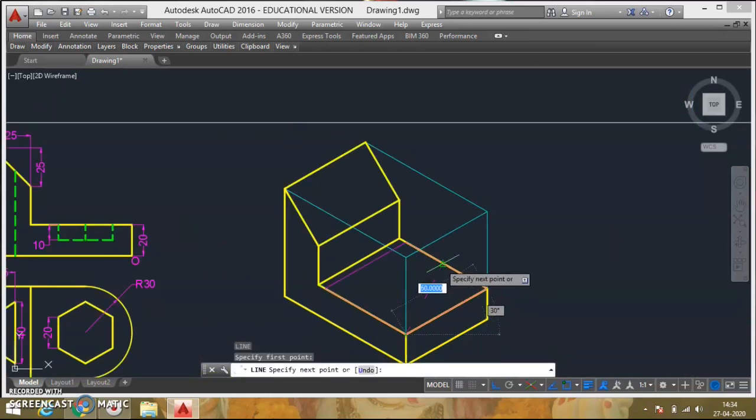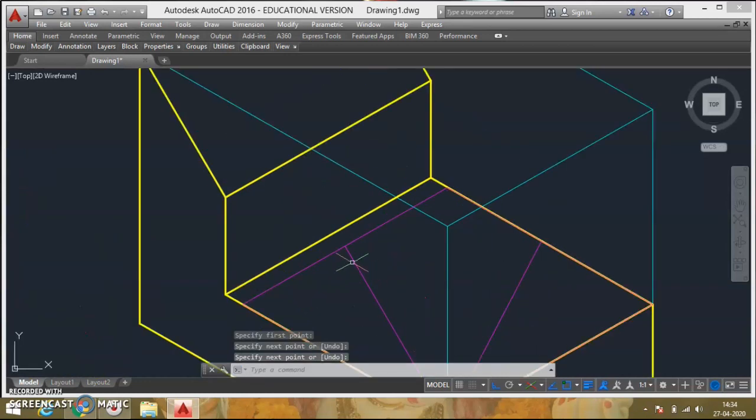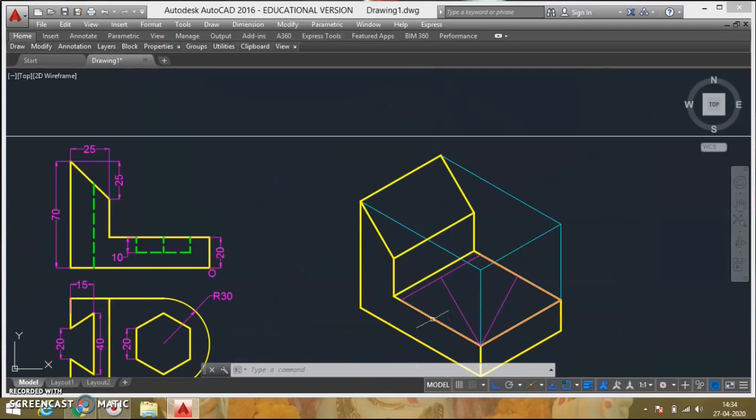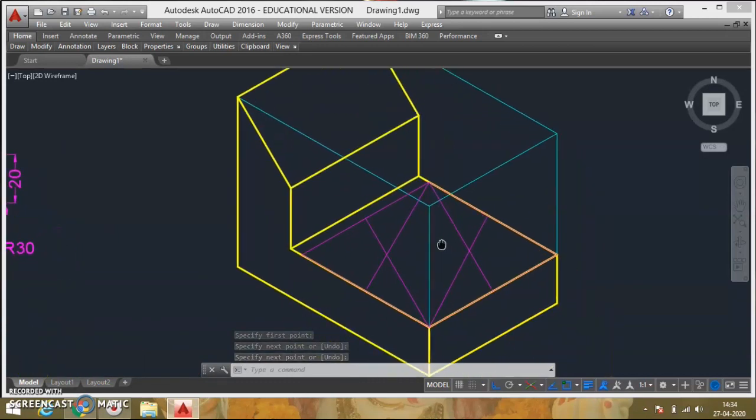From here, I'll join the midpoint of this line. Similarly, again from here, I'll join the midpoint of this line. Then after that, I'll do it the same way for the other angle. So from here, I'll join the midpoint of this line. Then from here, I'll join the midpoint of this line. So we got that rhombus here and the lines we have drawn.